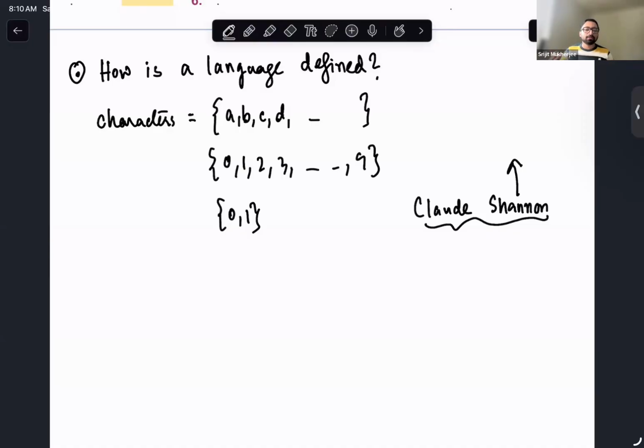Entropy had already been there in statistical physics, but this is entropy in terms of information. So he's the person who defined the entropy of information, and he wrote a paper called A Mathematical Theory of Communication, which essentially changed the communication between human beings.